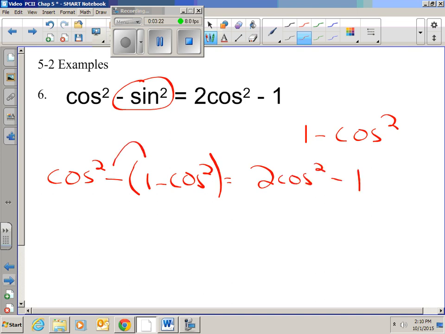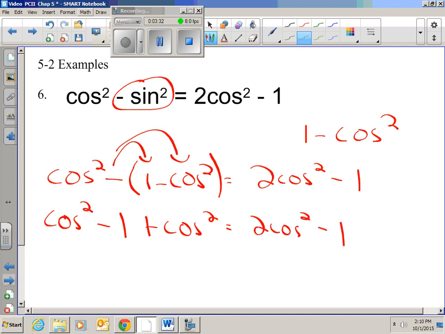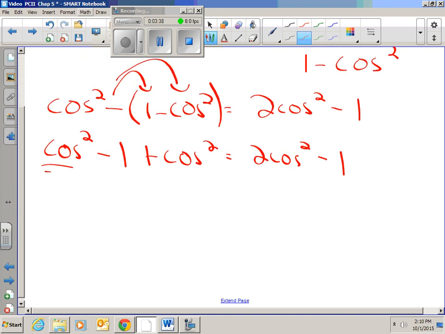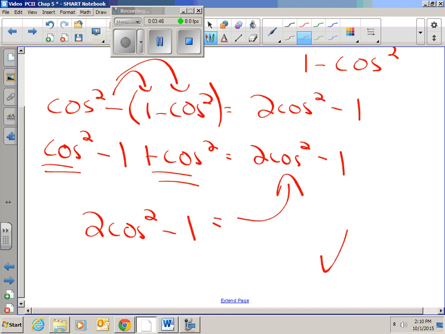Well, I'm going to distribute my negative. So I have cos squared minus 1 plus cos squared is equal to 2 cos squared minus 1. You don't need to keep rewriting to one side if you're only working on the left. But now cos squared plus cos squared is 2 cos squared minus 1 equals, hey, check. I love that step.